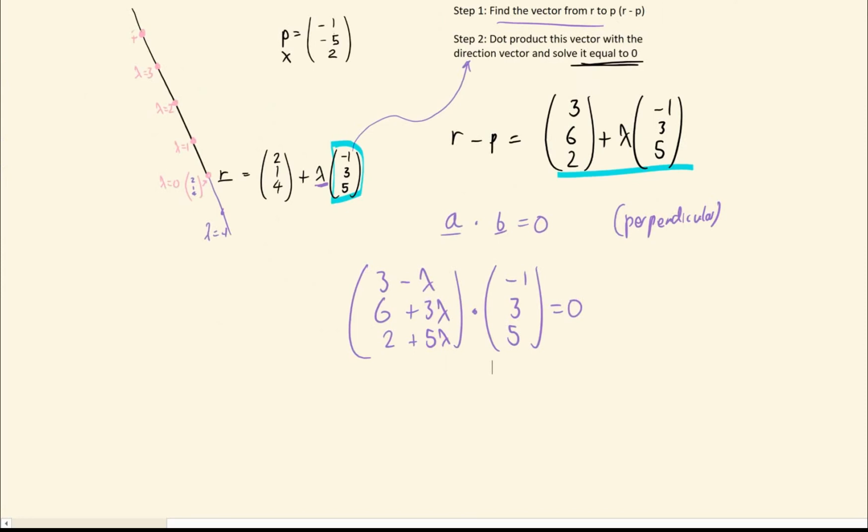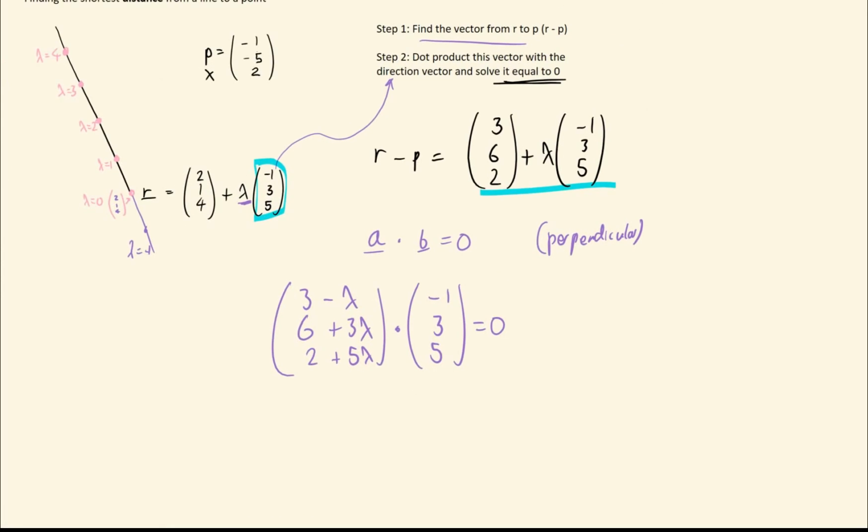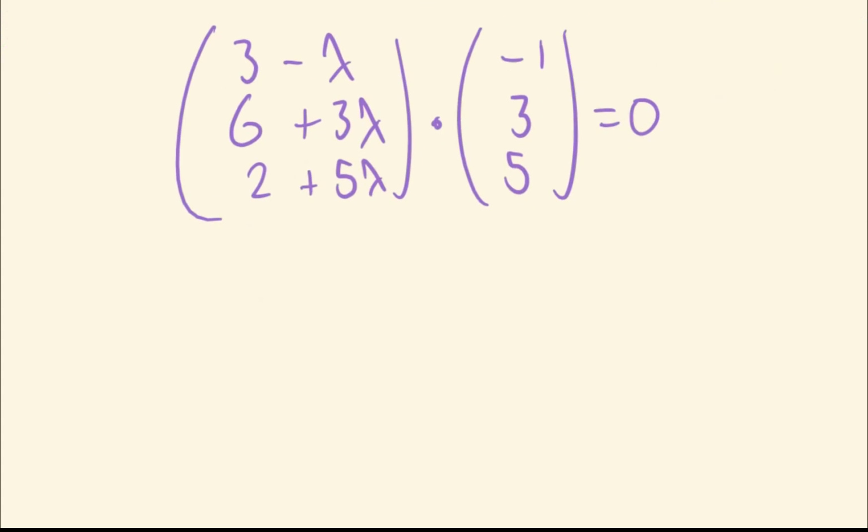Okay? This is awkward to explain, sorry, it's the best I can really say, but hopefully that kind of makes sense. We're dotting this new line with the direction it goes in until we find out when they're perpendicular, which is when they equal 0. Let's go through the maths and see how it works.